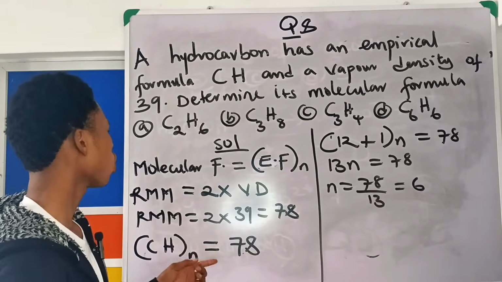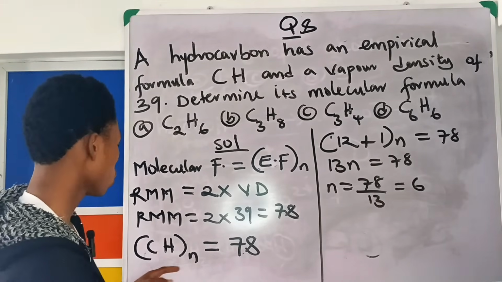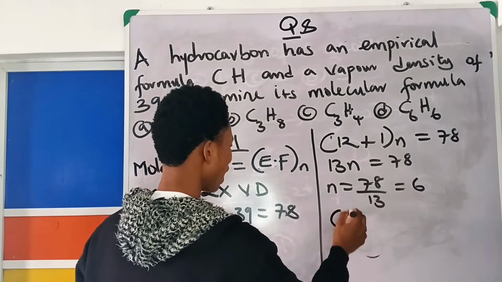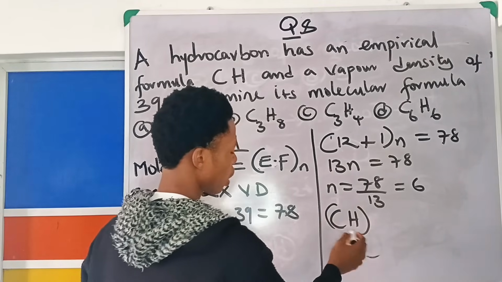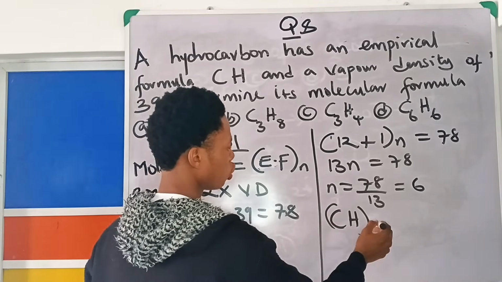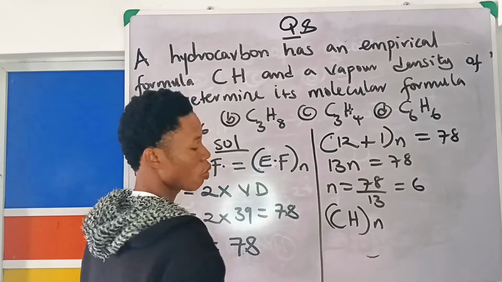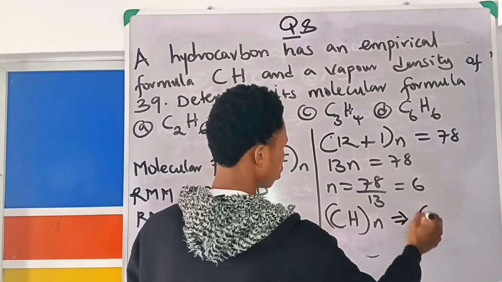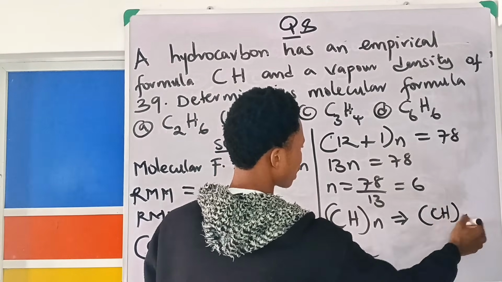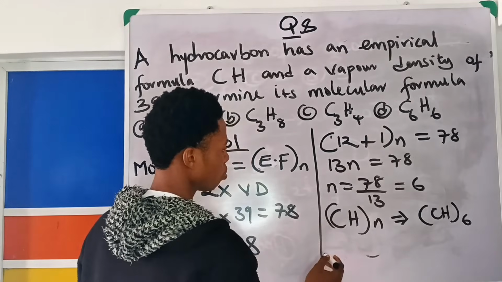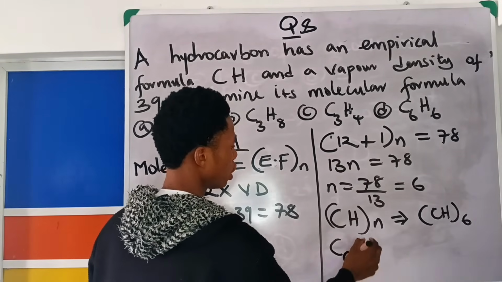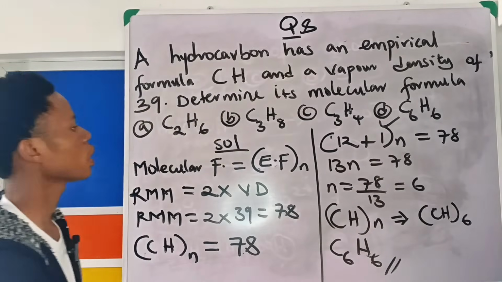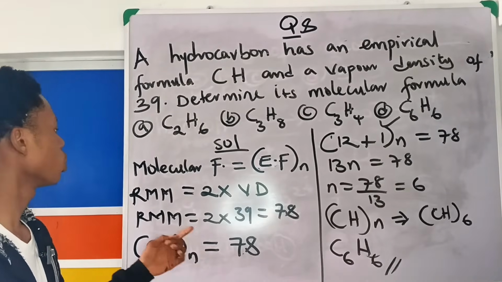So now, for us to get our molecular formula, N is now 6, right? So you just use 6 to open this bracket. We had CH as our empirical formula, and to get your molecular formula, you just multiply by N. Now we've gotten our N as 6, so we'll be using 6 to multiply this. So this will be CH and 6 outside the bracket. So if 6 is entering the bracket, we'll be having C6H6, which is option D.